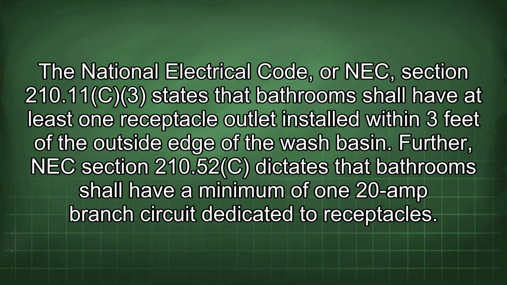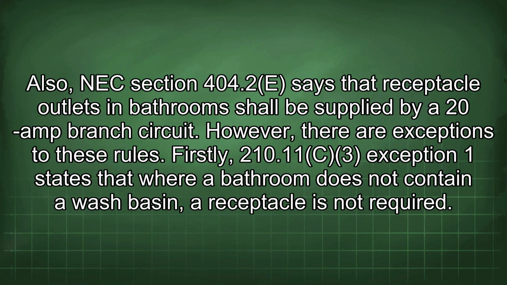The National Electrical Code, or NEC, Section 210.11(C)(3) states that bathrooms shall have at least one receptacle outlet installed within 3 feet of the outside edge of the wash basin. Further, NEC Section 210.52(C) dictates that bathrooms shall have a minimum of one 20-amp branch circuit dedicated to receptacles. Also, NEC Section 404.2(E) says that receptacle outlets in bathrooms shall be supplied by a 20-amp branch circuit.